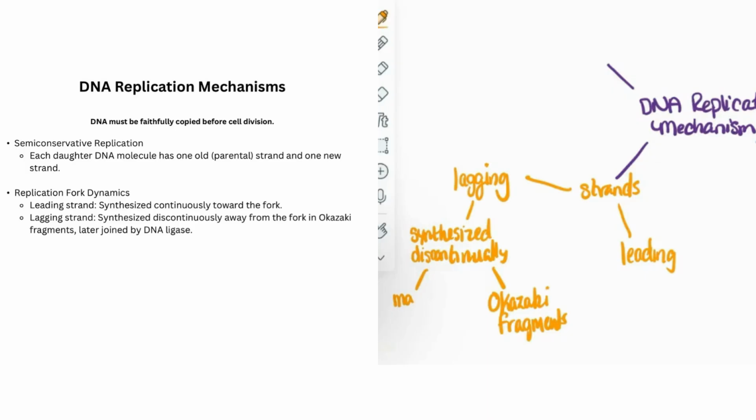Okazaki fragments are the nucleotides placed on the strand. And then eventually the primers are lifted up where more nucleotides can fit in, and then the ligase will come and seal everything up. So we have many primers.